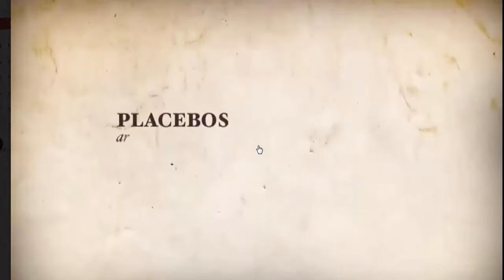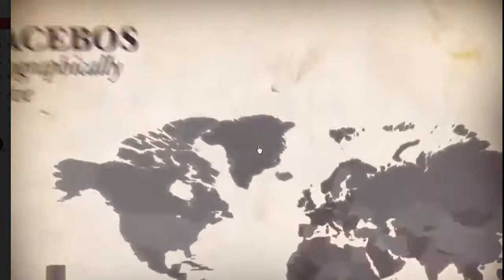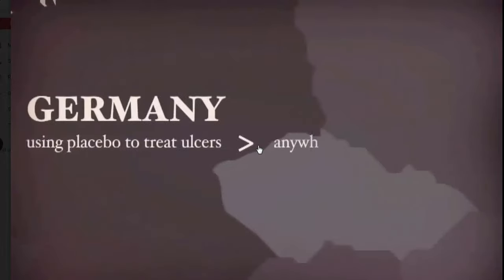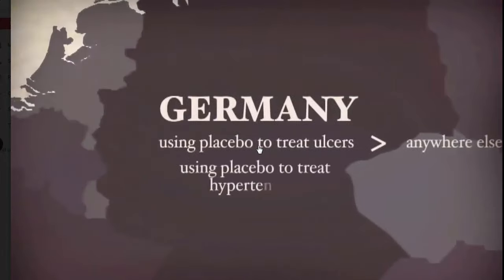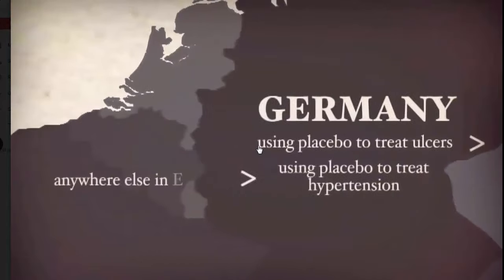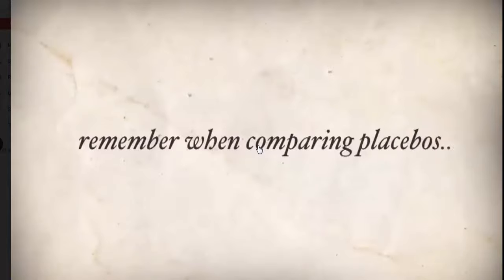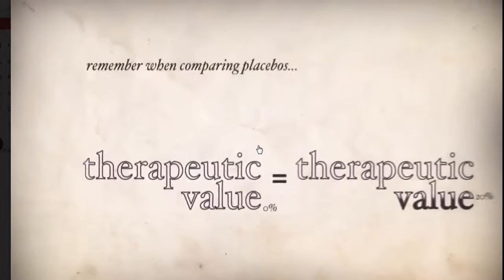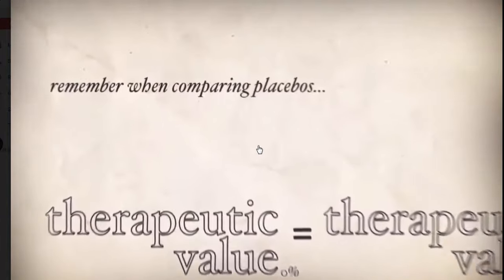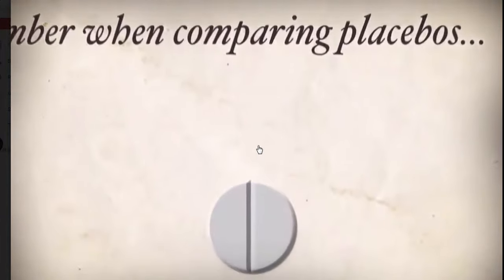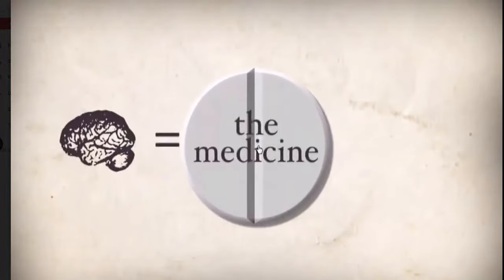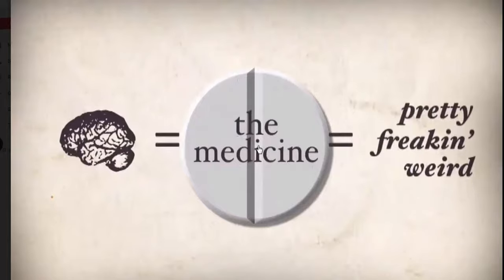Placebos don't even seem to work from place to place. For example, in Germany, using a placebo to treat ulcers works better than anywhere else in Europe. But using a placebo that treats hypertension doesn't work nearly as well as it does for its neighbours. Now remember that all of this is about comparing things that both have nothing medically effective in them, which goes to show that a placebo isn't about what's in it, but about the beliefs that we load onto it. Our minds create the medicine, and that is pretty freaking weird.